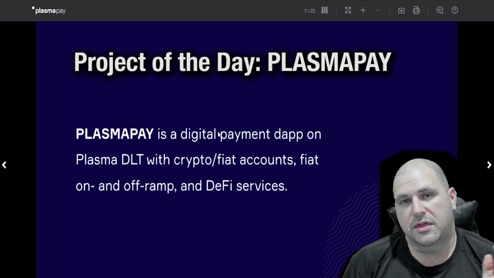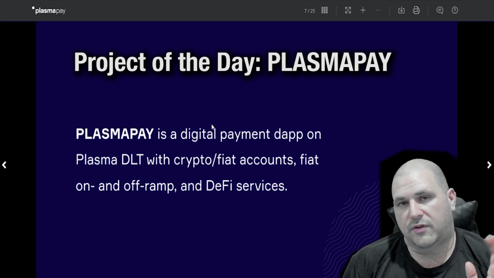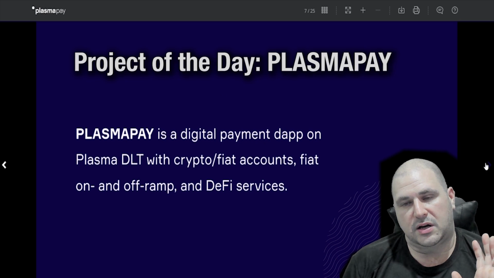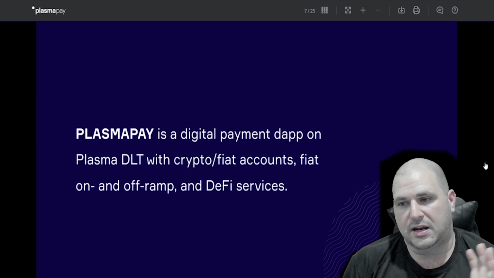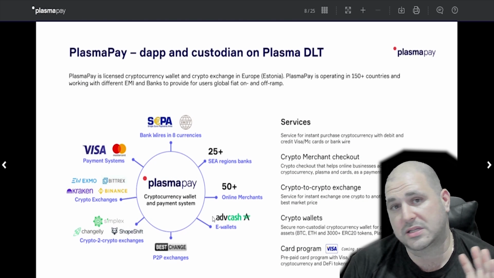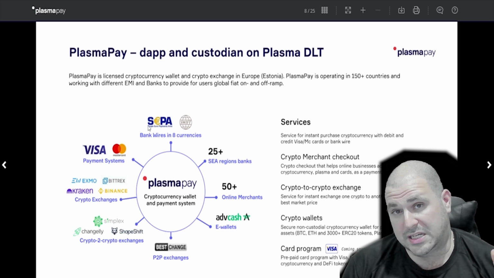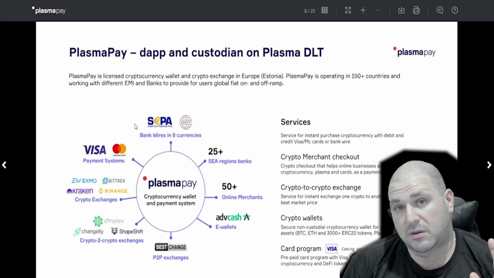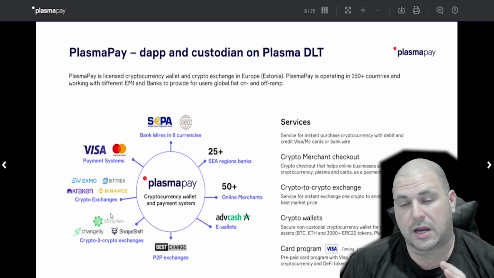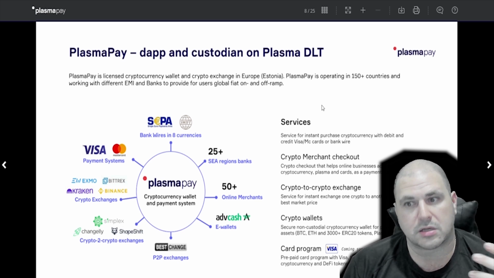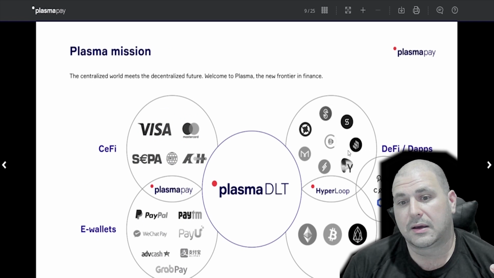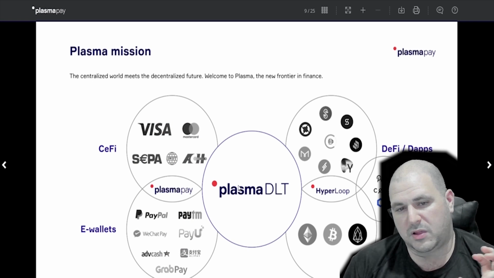PlasmaPay, okay? Think of Frontier Wallet, think of Rio DeFi, think of Crypto.com. They all do similar things, but this one has a little bit different aspects. So yes, it has DeFi and crypto and fiat, but it has really crazy partnerships they've already made. Some of them include bank wires in 8 different currencies around the world, 25 Southeast Asian banks, 50 merchants, Visa and MasterCard, right? Crypto exchanges and crypto to crypto exchanges. These names are not small, right? We can see that.